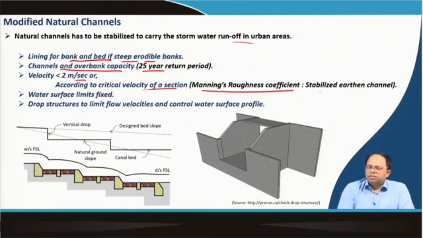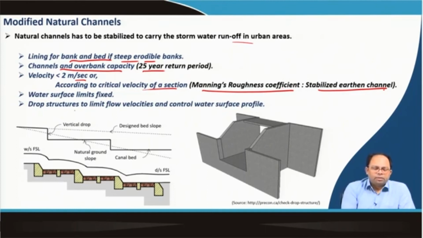Manning's roughness coefficient is used for stabilized earthen channels. So, Manning's equation could be used to design these open channel flows that we have discussed earlier, and we can use the stabilized earthen channel Manning's coefficient. This you can see from the coefficient table that we have also provided earlier.